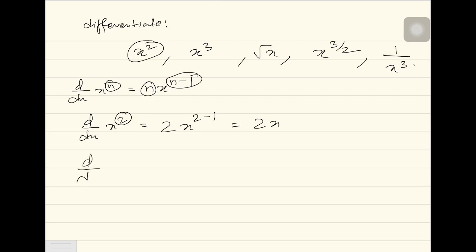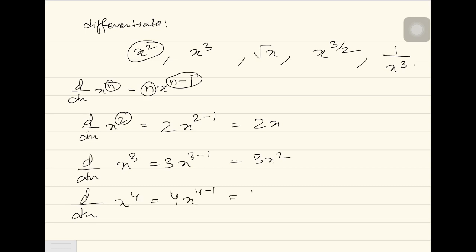What is ddx of the next one, x to the power 3? This will be 3x to the power 3 minus 1, that's 3x square. What about ddx of x to the power 4? 4x to the power 4 minus 1, that's 4x cube. Isn't it everyone? If you want to do it directly, there is a method.